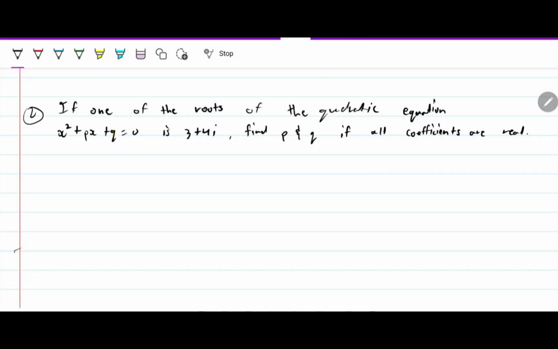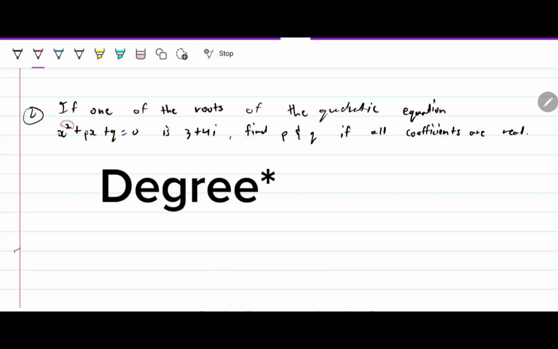So, next question. If one of the roots of the quadratic equation x squared plus px plus q equals 0 is 3 plus 4i, find p and q if all coefficients are real. Okay, now, what do we have here? We have a quadratic equation. How many roots does a quadratic equation have? It has 2 roots, right? That's because the order of a quadratic equation is 2.